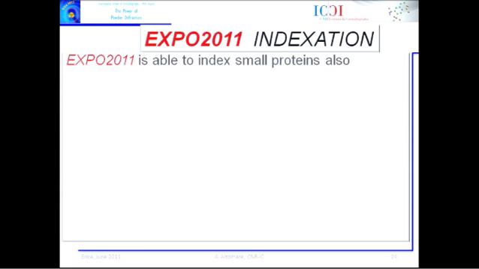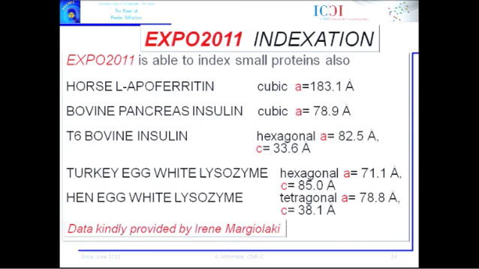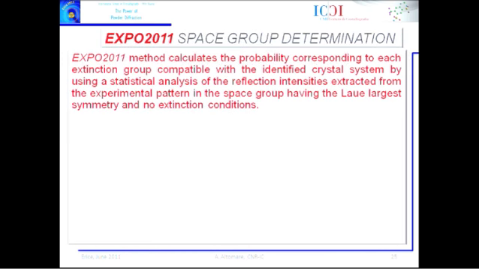Okay, the indexation procedure by EXPO 2011 is able to successfully index proteins also, and I give you some examples in this case that have been provided by Irene Margiolaki. Now, indexation has been executed. The next step is the space group determination.